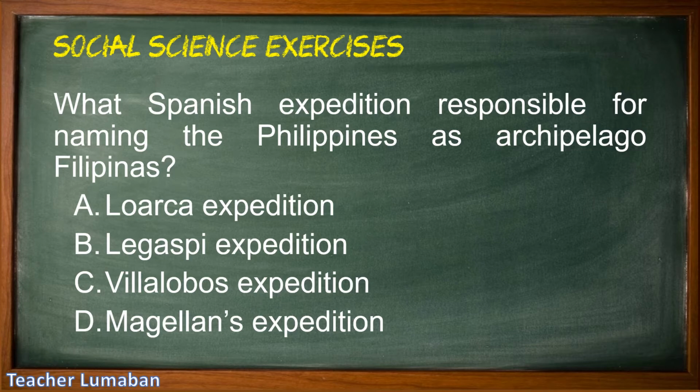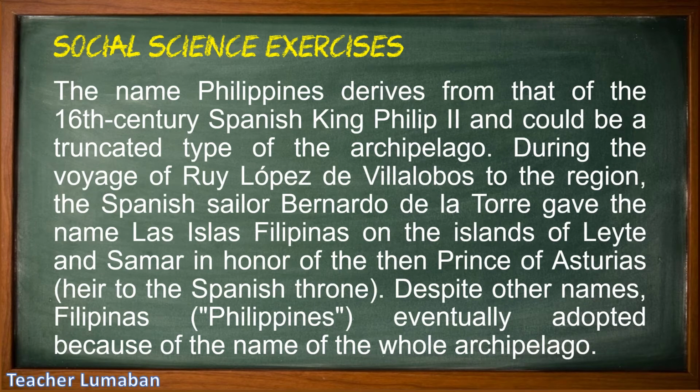The correct answer is letter C. Villalobos Expedition. The name Philippines derives from that of the 16th century Spanish King Philip II and could be a truncated type of the archipelago. During the voyage of Ruy Lopez de Villalobos to the region, the Spanish sailor Bernardo de la Torre gave the name Las Islas Filipinas on the islands of Leyte and Samar in honor of the then Prince of Asturias, heir to the Spanish throne. Despite other names, Filipinas, Philippines, was eventually adopted as the name of the whole archipelago.